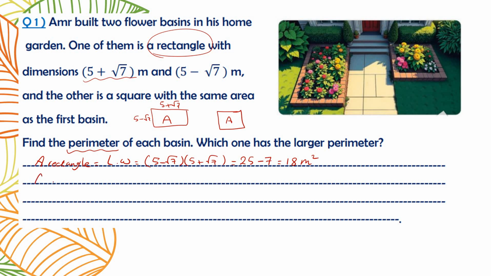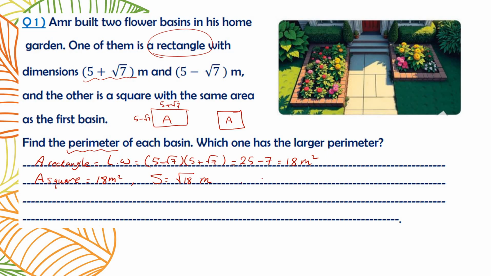Okay, what about the area of the square? It is the same as the area of the rectangle, which equals 18 meter square. And how can I find the side length? I will find it by the square root of the area, which is what? Square root of 18, and I will leave it like this. And it equals what? Square root of 18 meter.